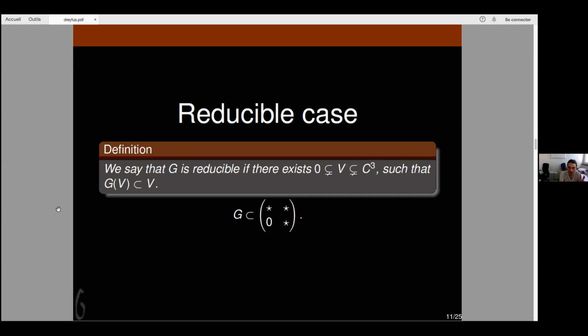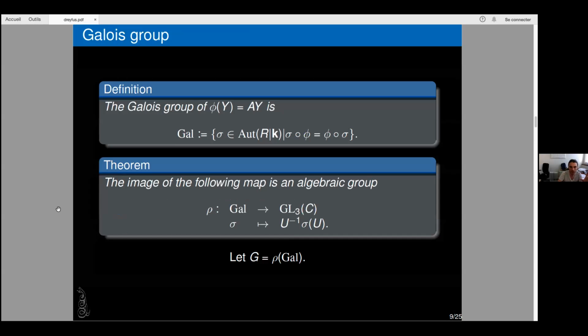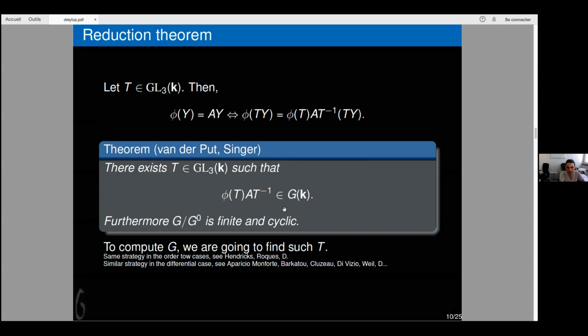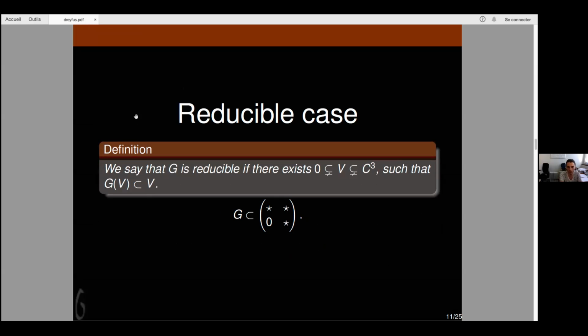I should be precise about something. When I say reducible, it should be reducible up to a conjugation. Because if you go back to this theorem, the representation depends on the fundamental solution you choose. If I choose another fundamental solution, I will find a Galois group that is conjugated to the first one, conjugated over C. So the Galois group is always defined up to a conjugation because you have to fix your fundamental matrix U. So let me assume that, up to a conjugation, the Galois group is reducible.